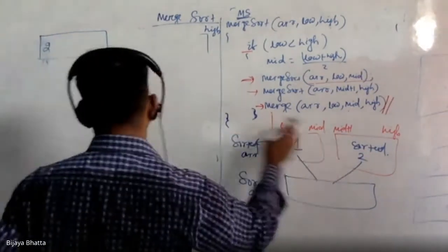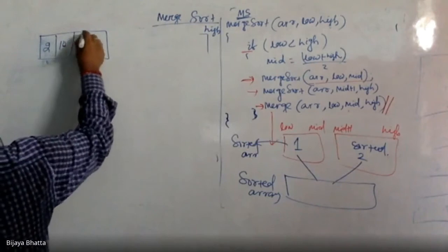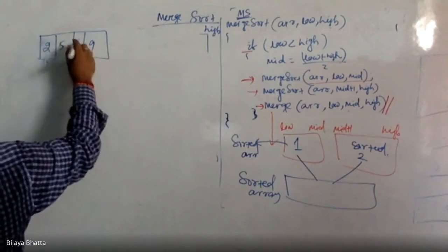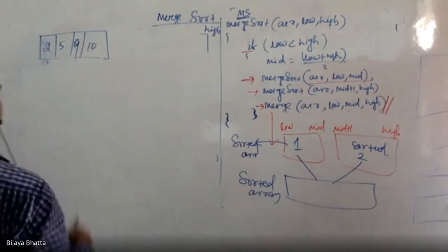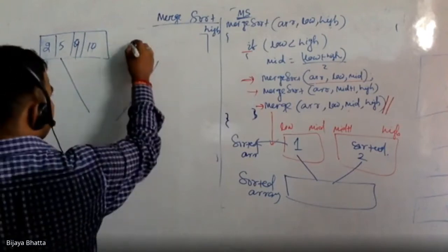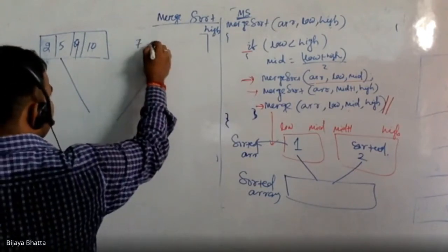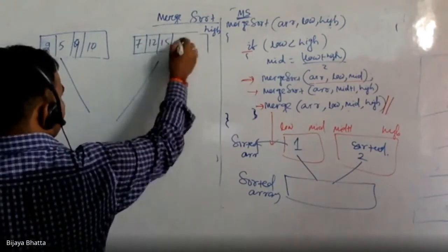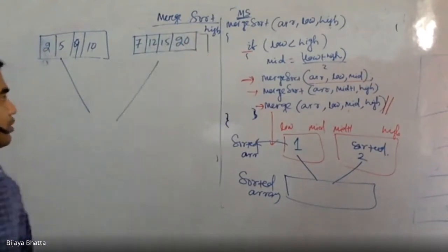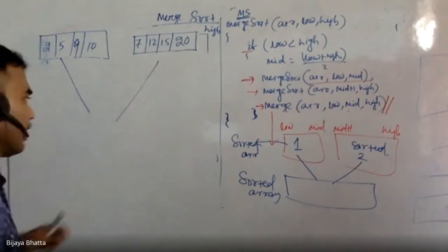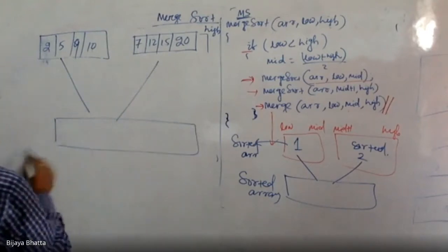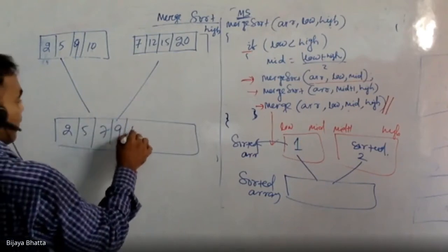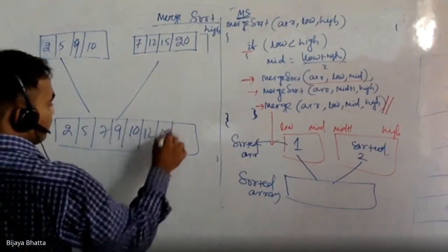This is a sorted array, and this is a sorted array. Suppose this is my array: 2 5 9 10. That is one of the arrays, and then I need to merge it with some other array, which is like 7 12 15 20. My objective is to merge these, so the merged array should be 2 5 7 9 10 12 15 20.